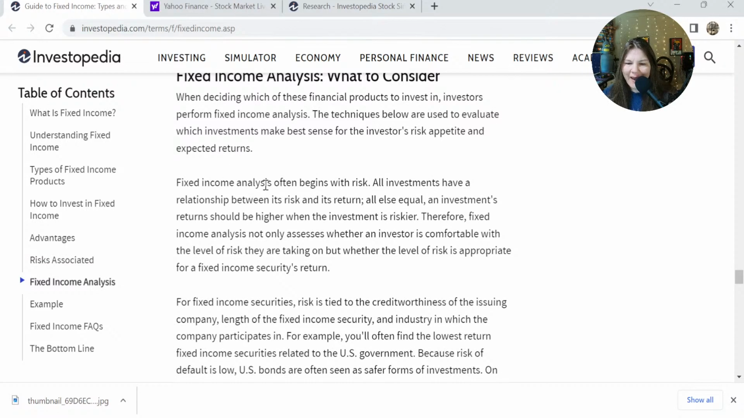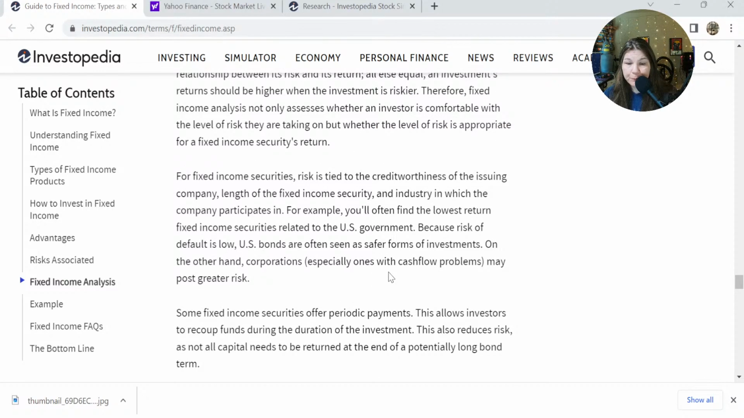Fixed income analysis often begins with risk. All investments have a relationship between their risk and their return. All else equal, an investment's returns should be higher when the investment is riskier. Therefore, fixed income analysis not only assesses whether an investor is comfortable with the level of risk they are taking on, but whether the level of risk is appropriate for a fixed income security's return.